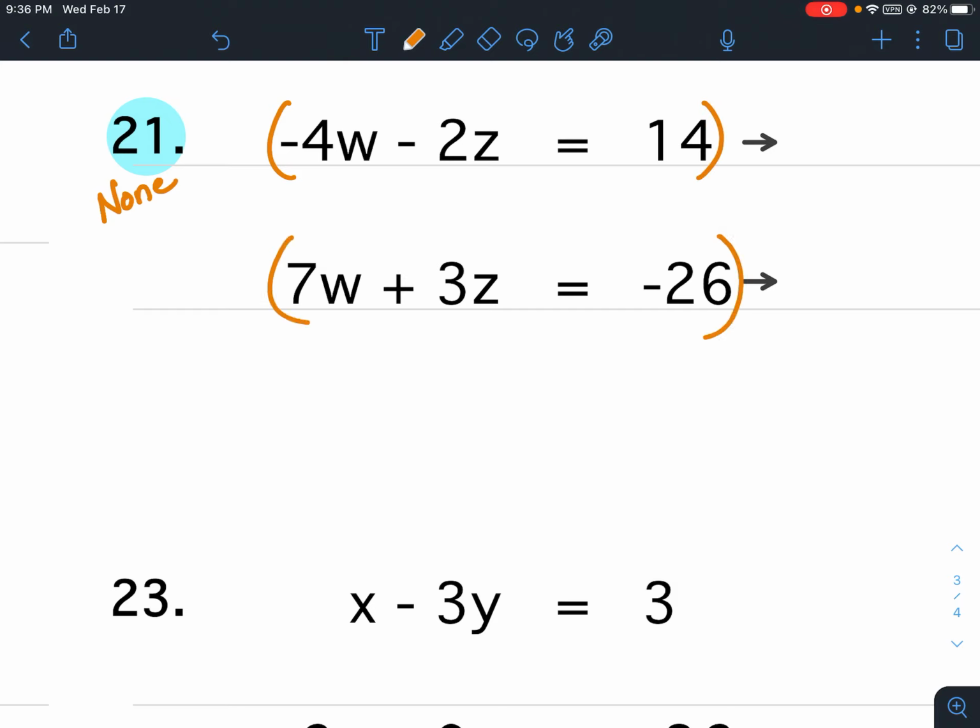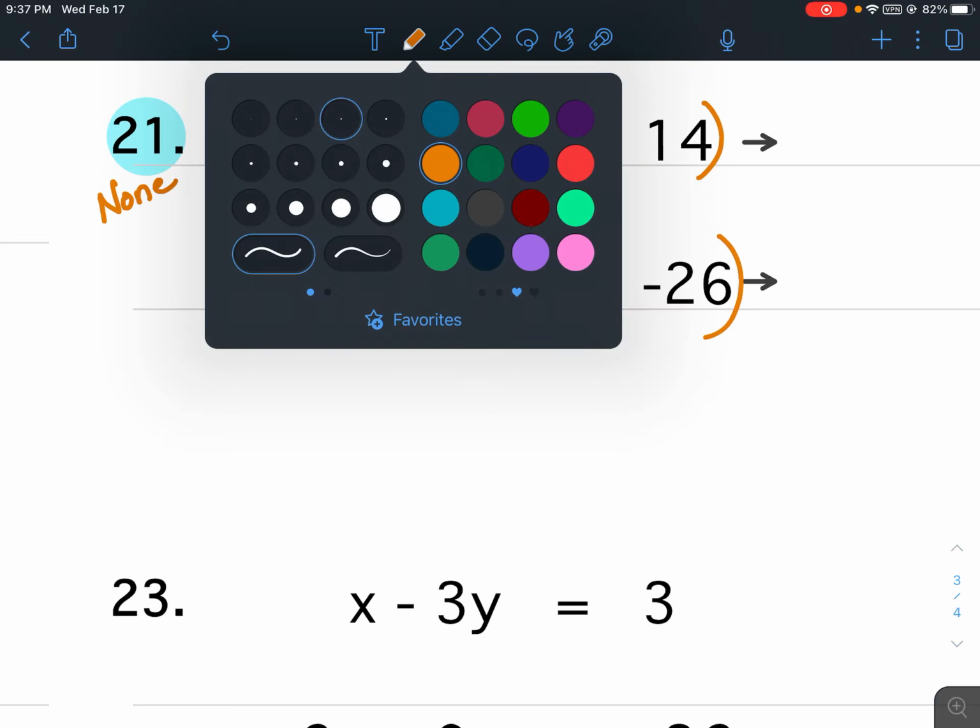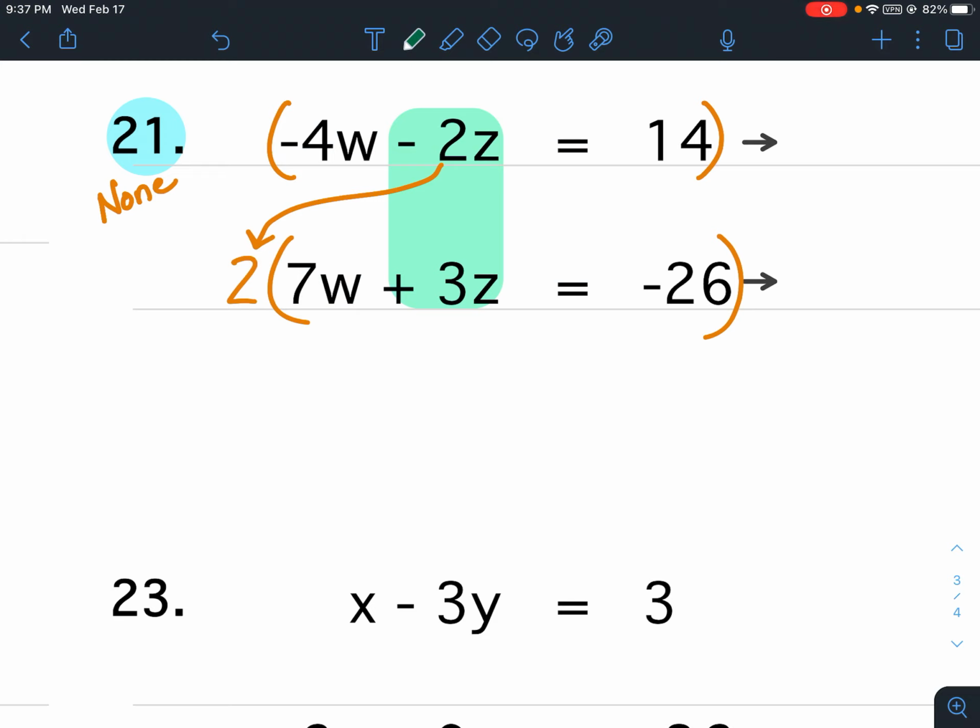Okay, so would you rather multiply by the 4 and the 7 or the 2 and the 3? I know I would pick the 2 and the 3 because those numbers are smaller. Now you can ignore the signs for now. Since 2 is in the top equation, I'm going to multiply the bottom equation by 2. And then because the 3 is in the bottom equation, I'm going to multiply the top equation by 3.